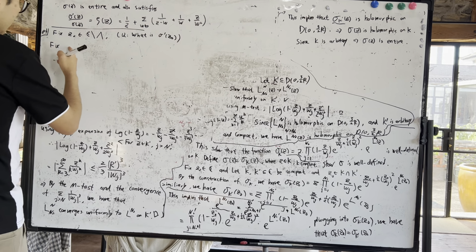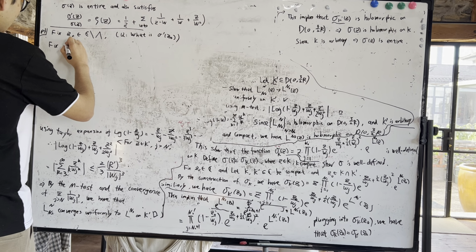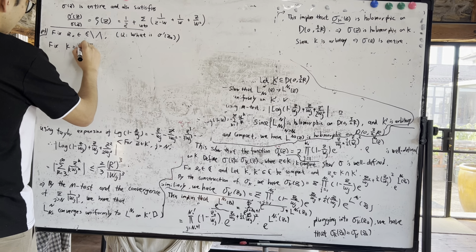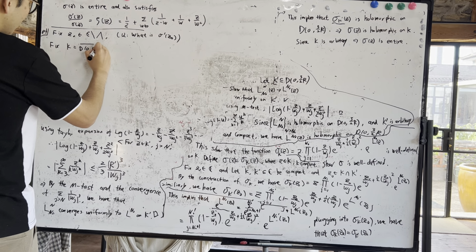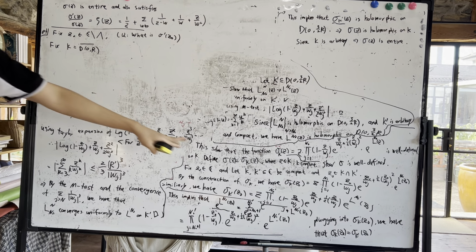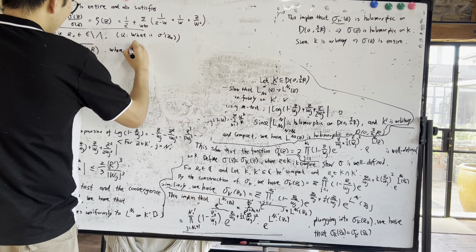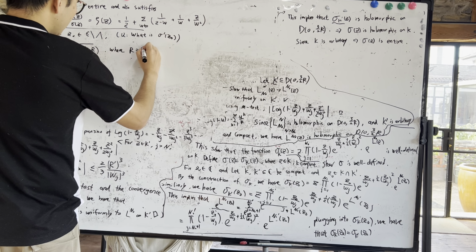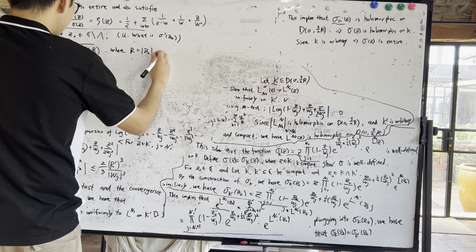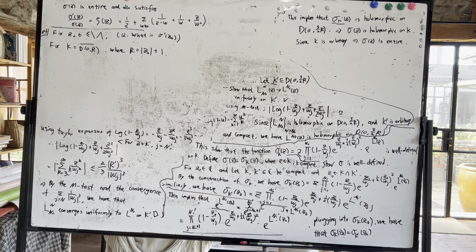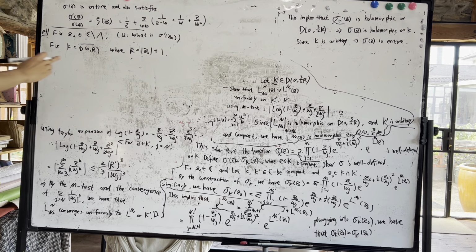So what I do is fix K to be equal to a closed disk. This R is probably different from the earlier R, where R is equal to the modulus of z naught plus some number, let's say plus 1. So it is a closed disk that contains the point z naught.